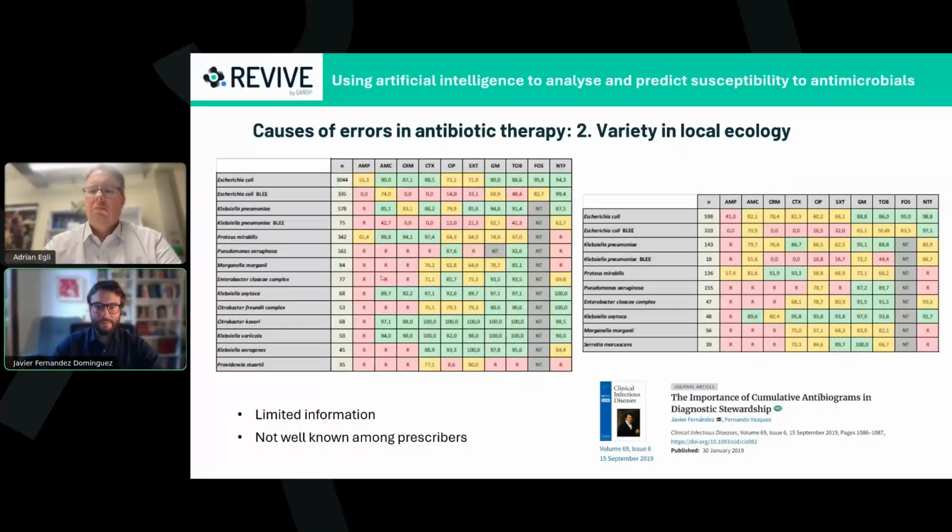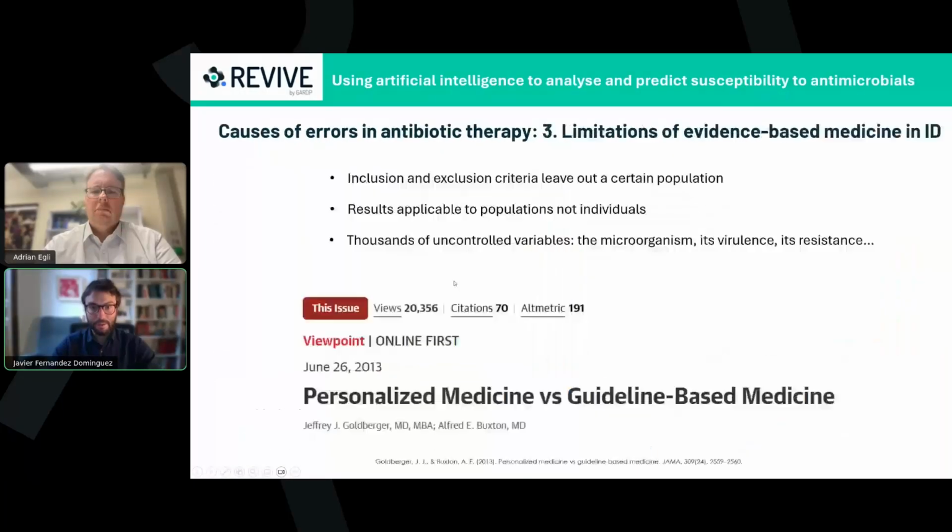Then we have other causes of mistakes in antibiotic therapy. Sorry, I'm trying to pass the slide. Okay, so also we have some limitation with the evidence-based medicine in infectious diseases.